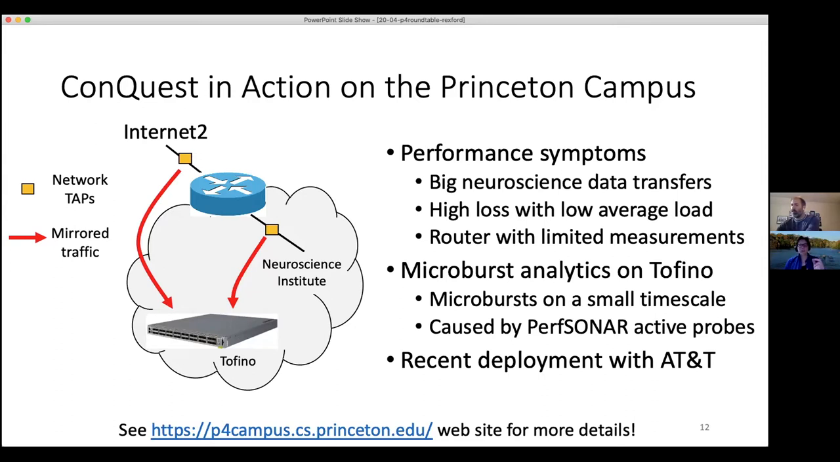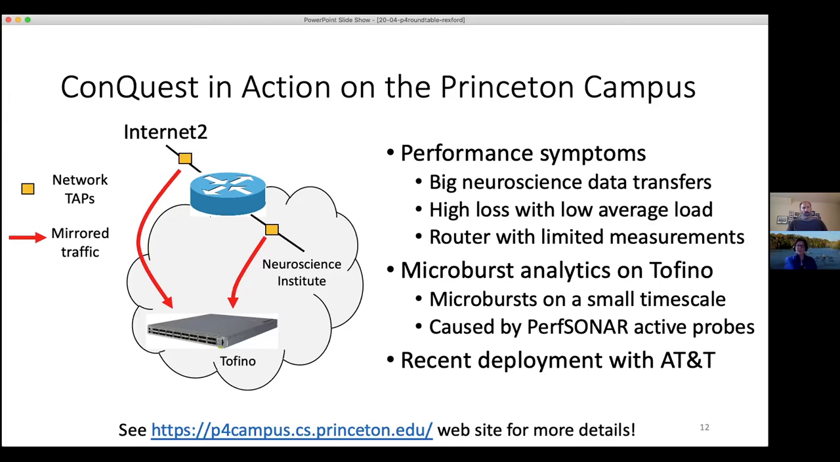And the link to the neuroscience building, on average, had pretty low load, but there was a lot of packet loss. People were very confused, and the legacy router reported statistics on link load and link loss on a very long time scale. So it was very difficult to understand why the loss was happening. So we plug the Tofino into two ports on that switch. We tap two links. We see the packets coming from Internet2 to the border router, and we see them going from the router to the neuroscience building. So for packets that don't get lost, we see them twice.